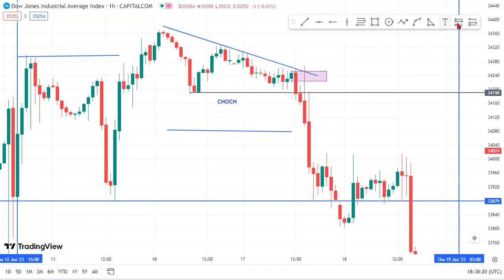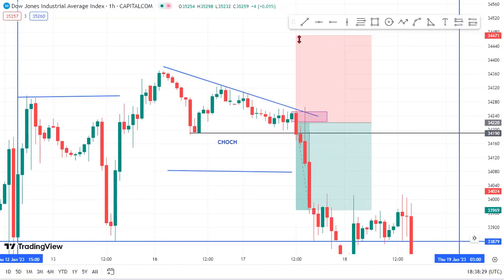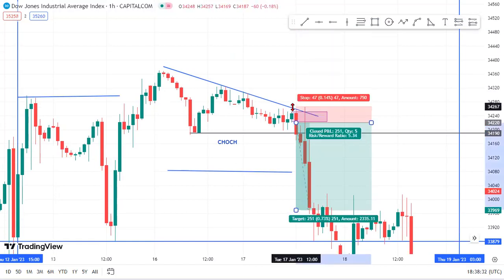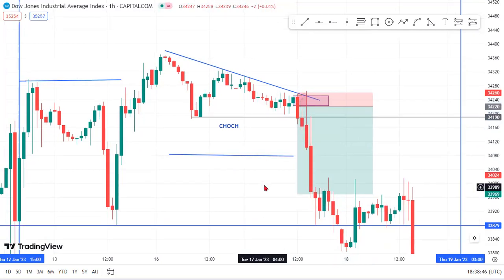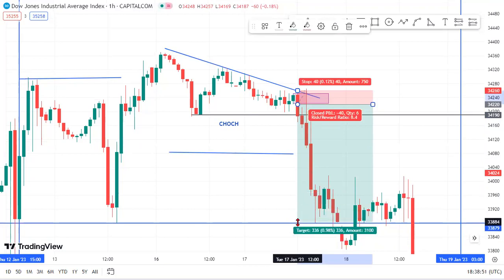And which one is your target? When you enter here, where is your target? This is your target. You look left, at your previous low. This is the low that gave us the high. This is called the 90% rule. When you enter here, you know that you're going to exit there.